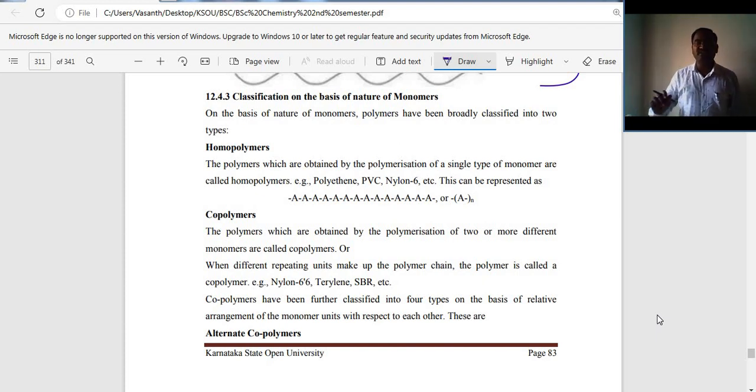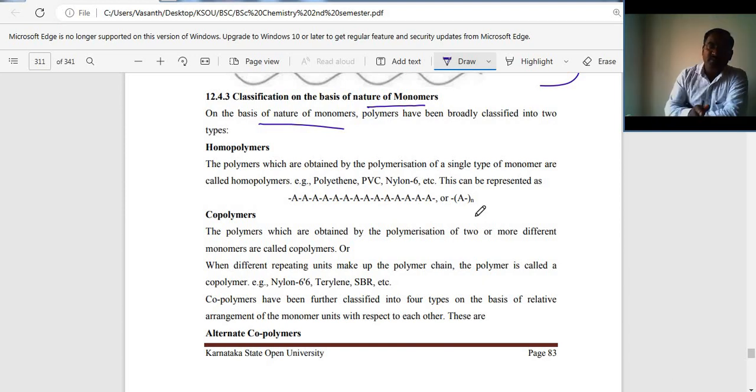Next, classification based on nature of monomers. On the basis of nature of monomers, polymers have been broadly classified into two types: homopolymers and copolymers. Homopolymers means the monomer units are the same. That is called homopolymers.